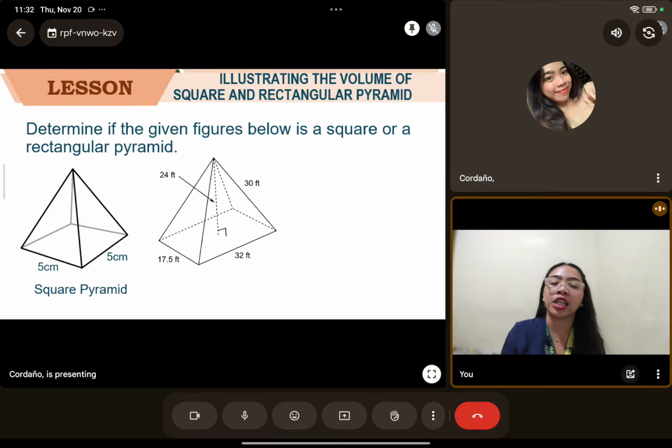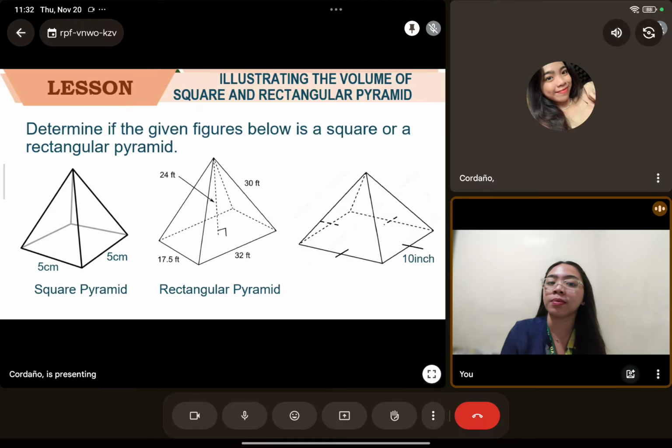Next. Ayan, as you can see, yung isa 32 feet while the other one is 17.5 feet. So, doon pa lang halata na hindi na talaga siya square, since isa sa mga proponent ng square is that each side is equal. So, as you can see, hindi. Yung isa, 32 feet, while the other one is 17.5 feet, which means it is a rectangular pyramid.